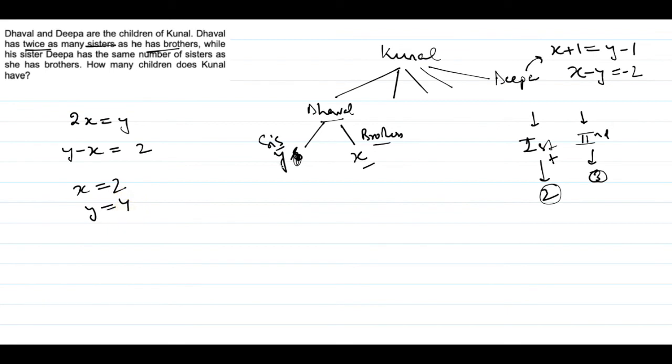So what was x? X is 2, y is 4. So the number of children with Kunal is 4, 2 and this 1. So 4 plus 2 plus 1, that is 7. Don't include Deepa here because she is a part of these 4 sisters. Okay, so the number of children will be 7.